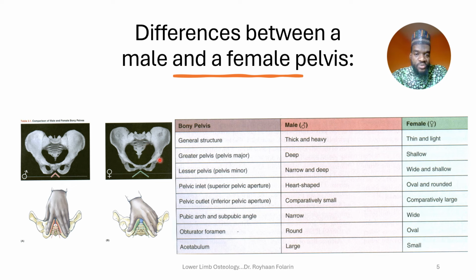Now the lesser pelvis is the part that is deep to the pelvic inlet. We talked about the pelvic ring the other time. The lesser pelvis is the part that is deep to that, and in males it's usually narrow and deep, while in females it's usually wider and not as deep as in males, so it's shallow. Why is that? You can readily imagine that that's to aid childbirth. In females it's shallow, that means it's not so long, and it is wide to be able to accommodate the child during obstetrics.